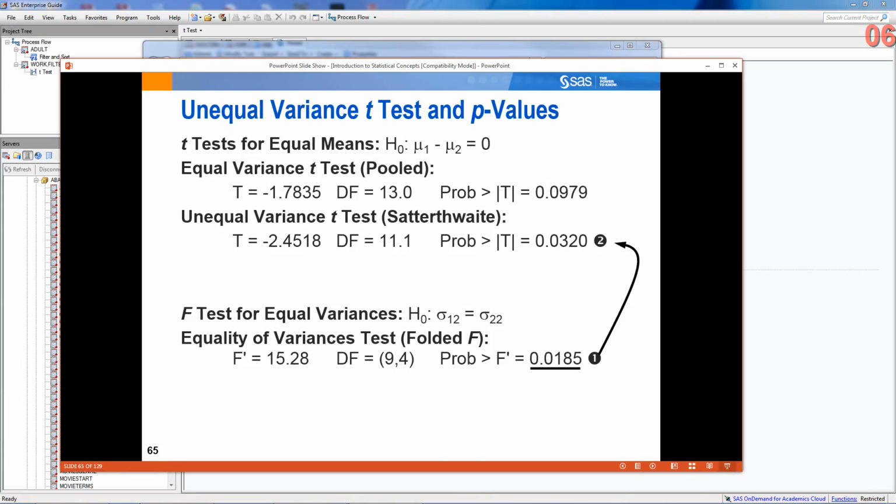Now, if variances are not equal, then there is another t-test that we can use, called the Satterthwaite test, and SAS does that also, and it comes up with a t statistic of negative 2.45, which is significant at the 0.05 level. So we have a p-value of 0.0320, which is less than 0.05. So this null hypothesis that mu1 minus mu2 equals 0 can be rejected.